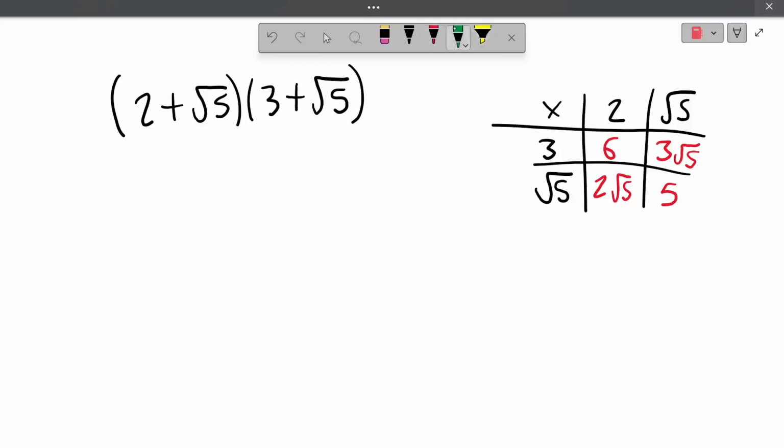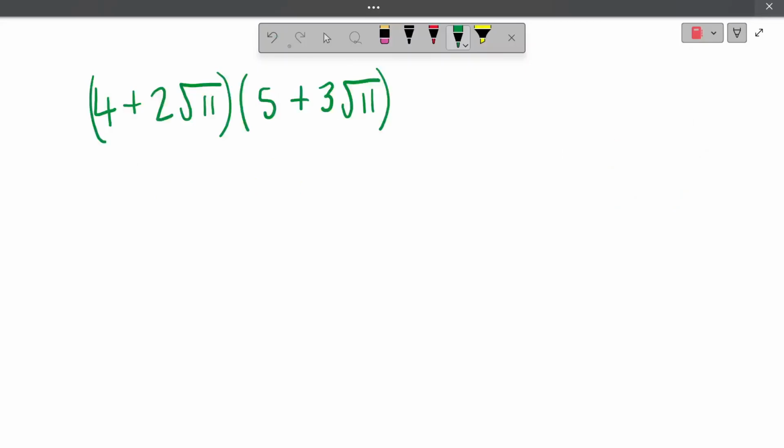What you'll find is that there'll be a pair of numbers sometimes and a pair of surds or square roots. So what we end up having is 6 plus 5 is 11, and 3 root 5 plus 2 root 5 is 5 root 5.